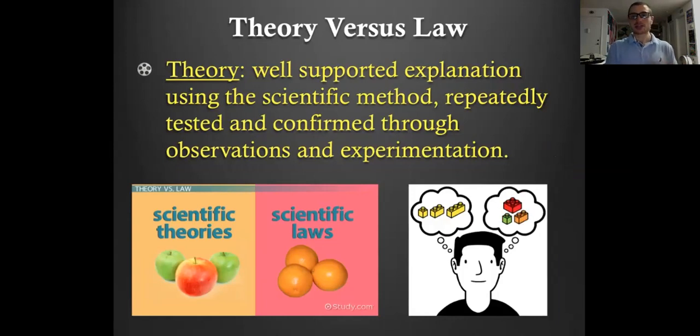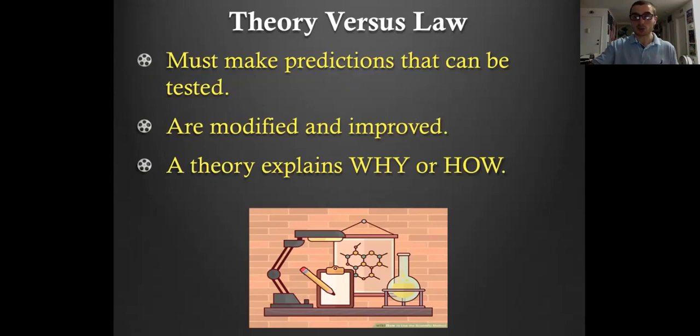A theory is a well-supported explanation. It's got a lot of evidence. It's been tested. It's confirmed, but it just doesn't involve a math equation. It's just an explanation. It's a topic in science that can only be explained, only be described. It can't be equated like force or gravity. Those are laws. So what makes something a theory? Well, it can change. It can be modified. It can improve. Theories change. Laws do not. Again, it has to be tested, but it also explains why or how.